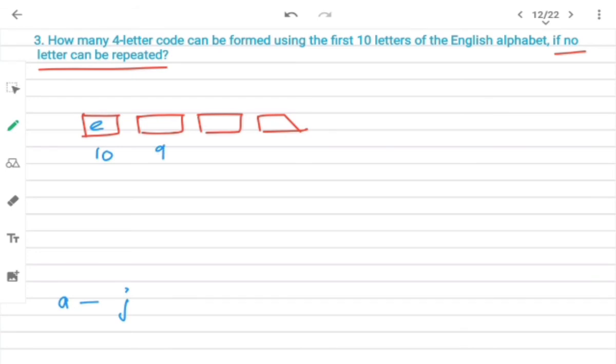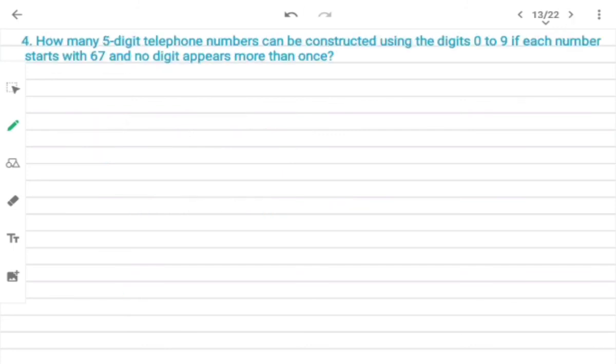9. In the second place, I have 9 letters to be placed. Here if I am using J, then I have 8 letters to be placed over there. Here I am placing F, then I will have 7 letters to be placed over here. Therefore, the number of ways a 4-letter code can be formed is 10 into 9 into 8 into 7. So, you will get 5040.